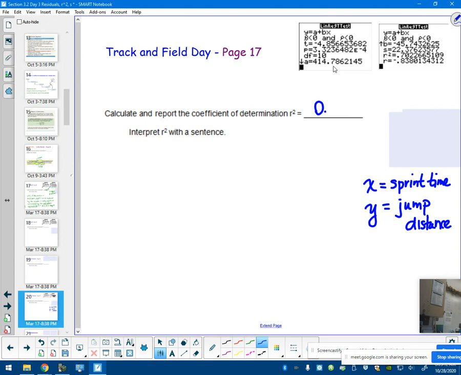0.70, we rounded 2 places. And we're going to have somebody help me with the very beginning of this sentence. So it starts off with 70. All right, Jenna, you can give me the first phrase. 70% of what? Of the variation in long jump distance can be explained by the variation in sprint time.